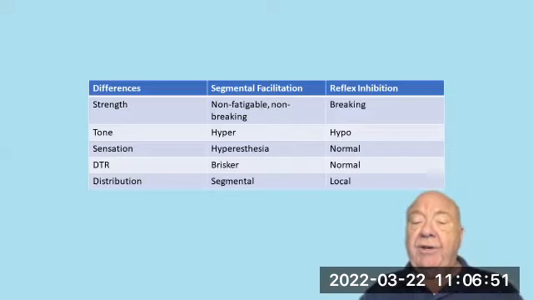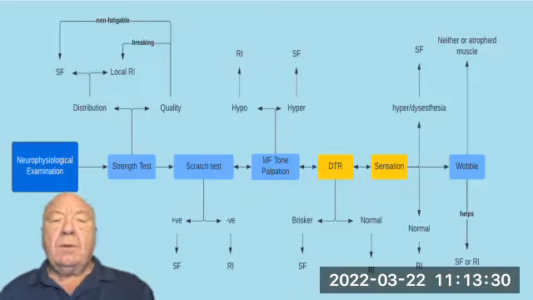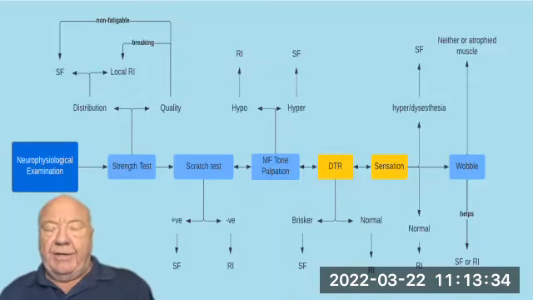Also, you can have different degrees of reflex inhibition and different degrees of segmental facilitation. So these signs we're talking about can be extremely obvious or very subtle. It's not nice and clean as a table would have it. This is just an idealization of segmental facilitation and reflex inhibition. So let's have a look at how these would show up in an examination process.